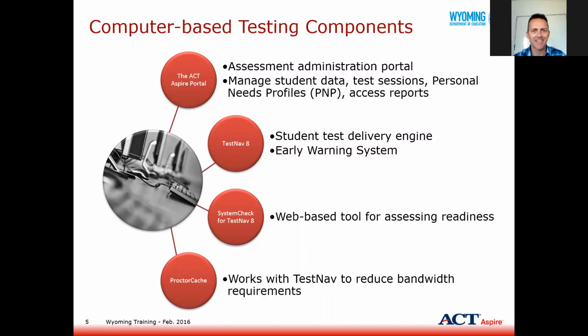So, 4 main components: the ACT Aspire portal, TestNav 8, where the students actually take the test, and then 2 utilities that we want to make sure we review. One is System Check for TestNav, to make sure that the desktops are working properly and connecting to the Proctor Cache server, as well as Proctor Cache, which works with TestNav to reduce the bandwidth. And we'll review that a little bit further down the road here.